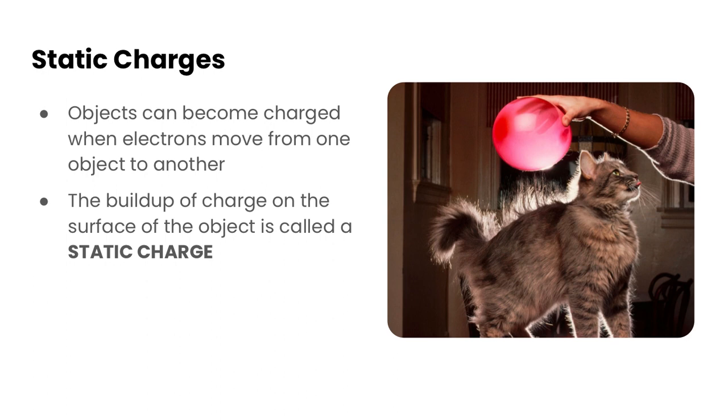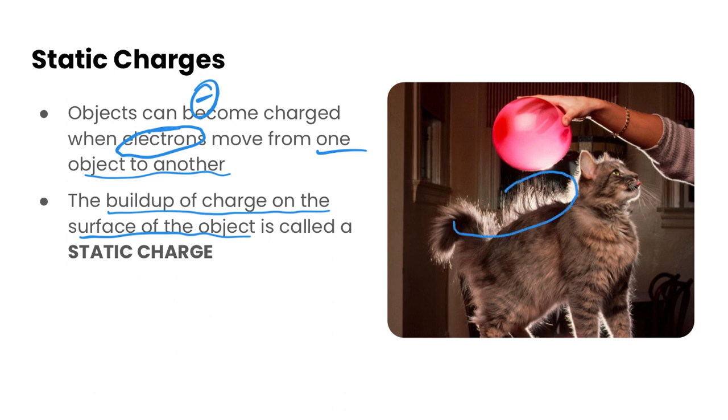And this is really important for not only static charge, but also for electricity in general. In static charge, objects can be charged when electrons, or those negative charges, move from one object to another. A static charge is specifically the buildup of charge on the surface of an object. If we take a look at our picture here, when we rub the balloon against the cat, we get this buildup of charge, static charge. All of our negative electrons get built up here, and that is what we call static charge. And that's why the hair on the cat sort of stands up on end like this.